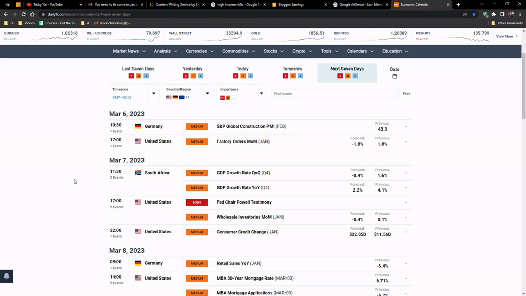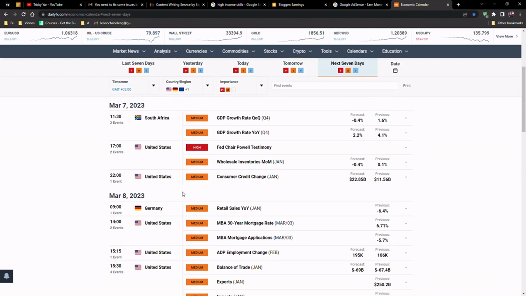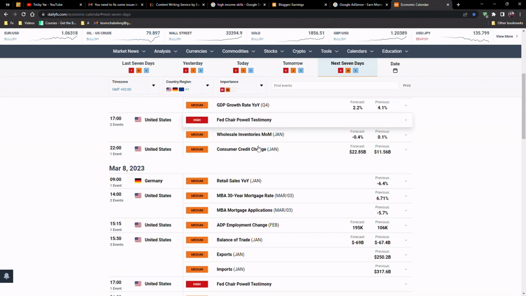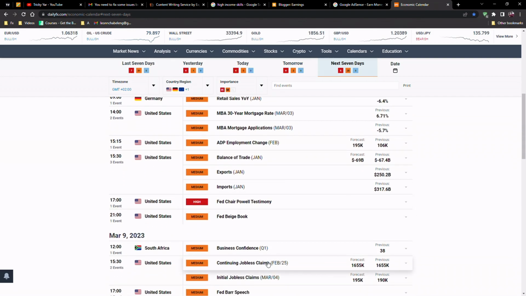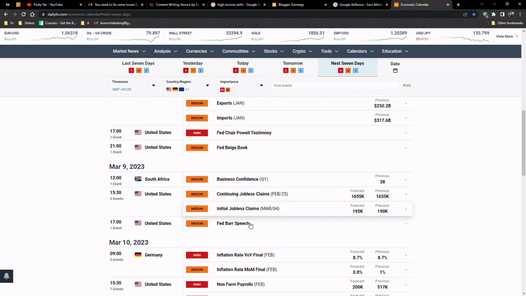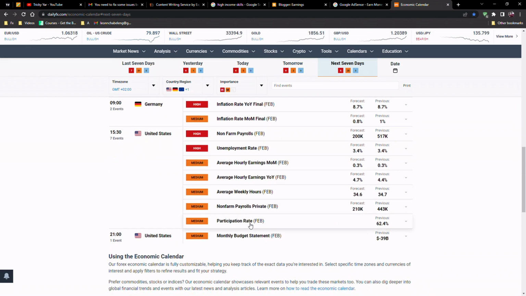Taking a look at the economic calendar, we can see that on Monday we don't have anything going on. And then on Tuesday, the Fed Chair Powell testimony, of course, that's gonna have an impact on our trading on Tuesday. And then on Wednesday again, the Fed speech. And then on Thursday we have the initial jobless claims, and then on Friday we have the non-farm payroll and the unemployment change. So this is NFP week, guys. Always be careful with your risk.